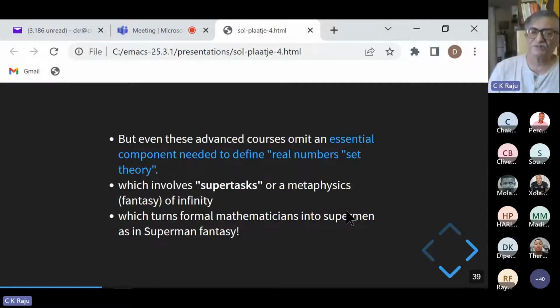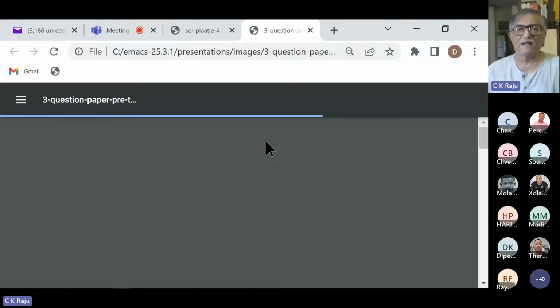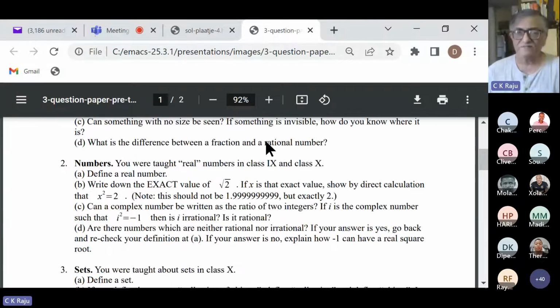Summing an infinite series is a super task. It involves a metaphysics or a fantasy of infinity, which formal mathematicians are very happy about because it turns them into Superman, as in a Superman fantasy. So the point is, not a single student can define, if I go back to my pre-test, not a single student can define what is a set.